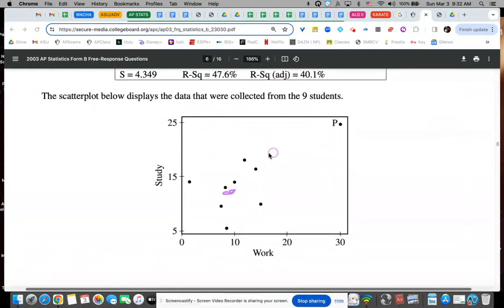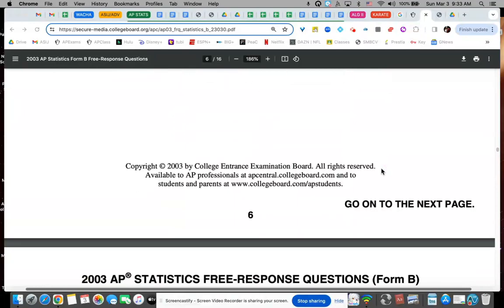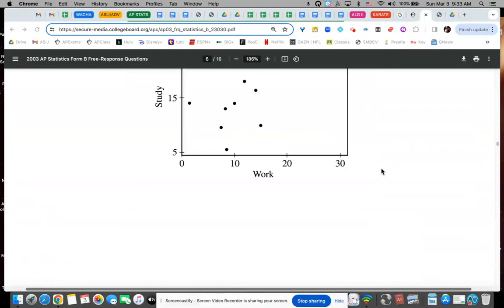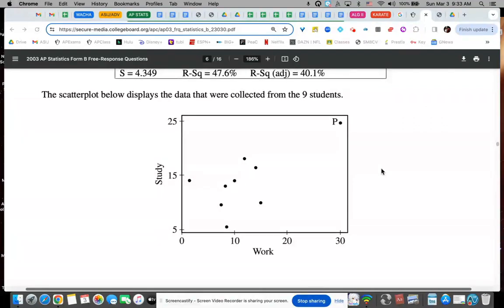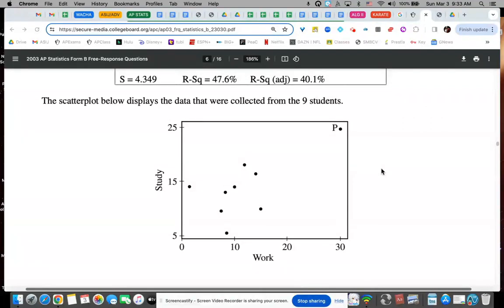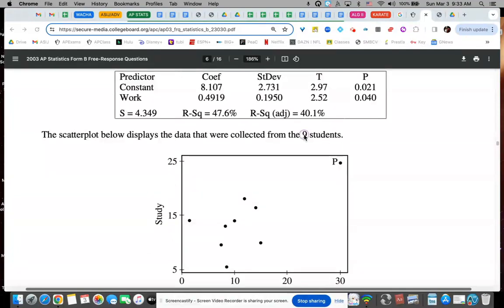The mass of this blob is kind of right in here. And the point P is far away in the x direction from the rest of the data. Anything that's far away in the x direction always will have influence. The other thing is, if you remove it, does the slope change? Does the y-intercept change? Does your correlation change? Does your test change? So there's like 4 different things you can look at. So let's go through them.